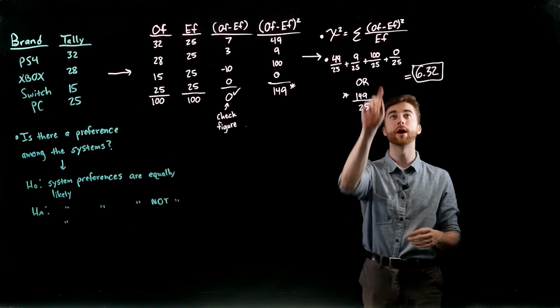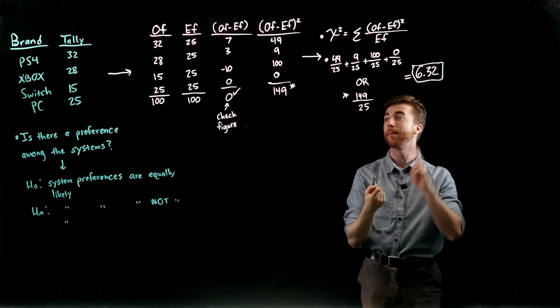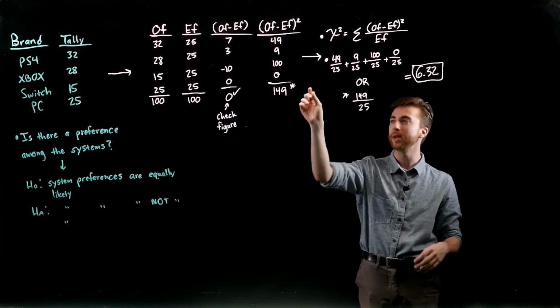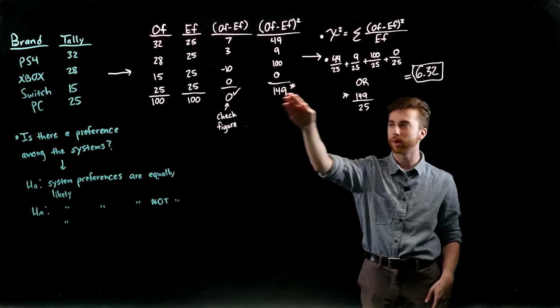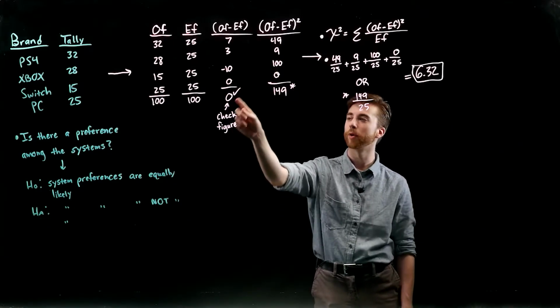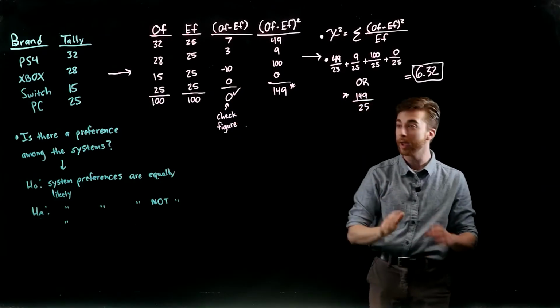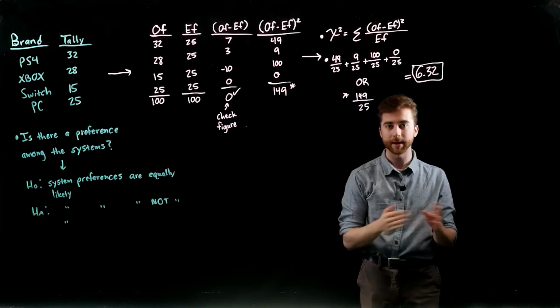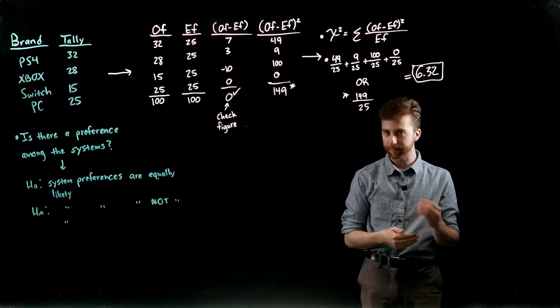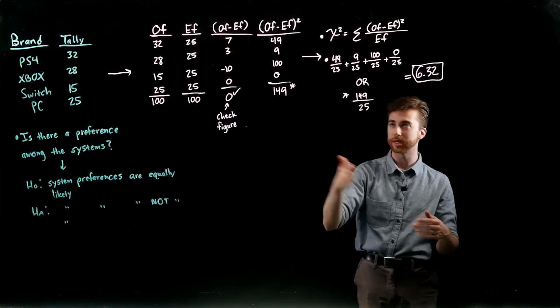So I need to find my OF minus my EF, so let me do a column specifically for that. I take my OF minus my EF, and I get 7. Then 28 minus 25 is 3, and so on, and I get all of these OF minus EFs. One thing that's really important is that you should add all these up to 0, and that's your check figure. If you add up all of your OF minus EFs and it doesn't equal 0, something went wrong, so make sure you double check that. The check figure checks out, so we're going to continue moving on.